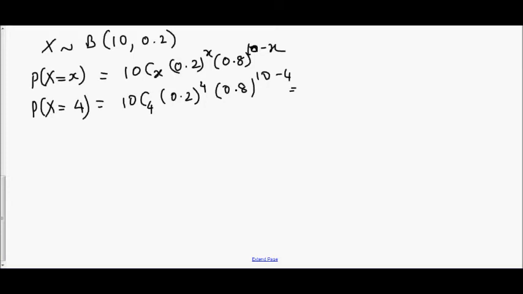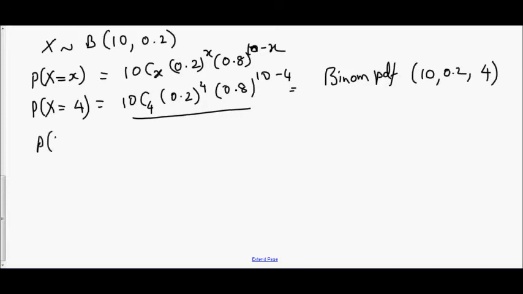Using GDC, you don't have to expand all these things. You can just use the function binomial PDF, binom PDF, of the number of trials, the probability of success, and the number that you want your random variable to be. Once you plug this into your graphing calculator, you will get the answer for this binomial distribution.